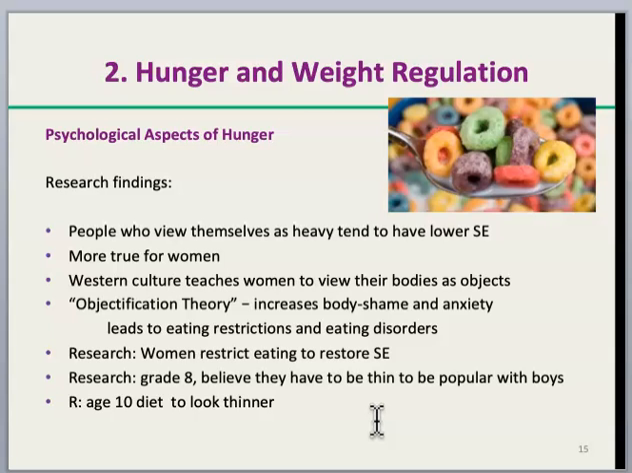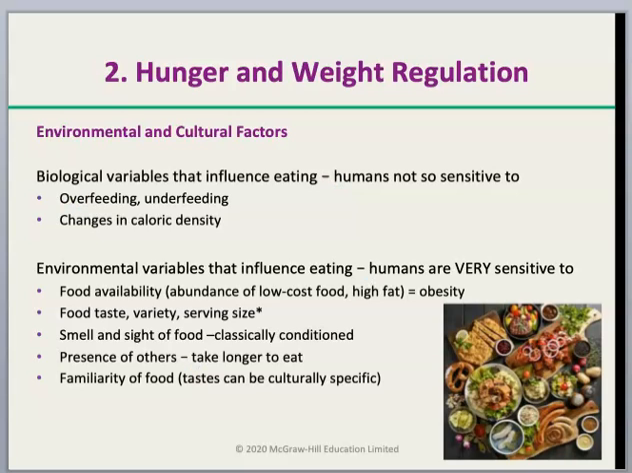commonly. Research has found that girls as young as grade 8 believe they have to be thin to be popular with boys, and the research has also shown that girls by age 10 begin to diet to look thinner. That is the end of psychological aspects of hunger, and we'll move on to environmental and cultural factors.